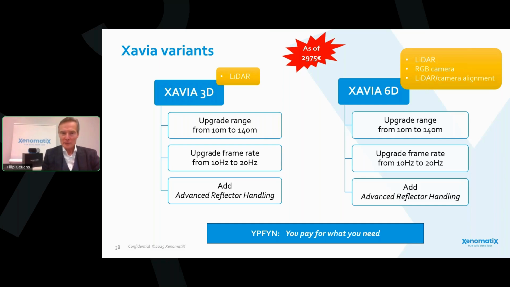We have the two variants, Xavia 3D and 6D, and you can configure them in line with the needs for your application. Standard, they come with 10-meter range, but you also have the 140-meter range version. Standard, there is 10 Hertz, you can switch to 20 Hertz, and you can also add this advanced reflector handling. For indoor applications, 10-meter and no reflector handling may be sufficient. For outdoor applications, you may need more. And we apply the wide thin principle, so you just pay for what you need and you configure the product that is meaningful for you.